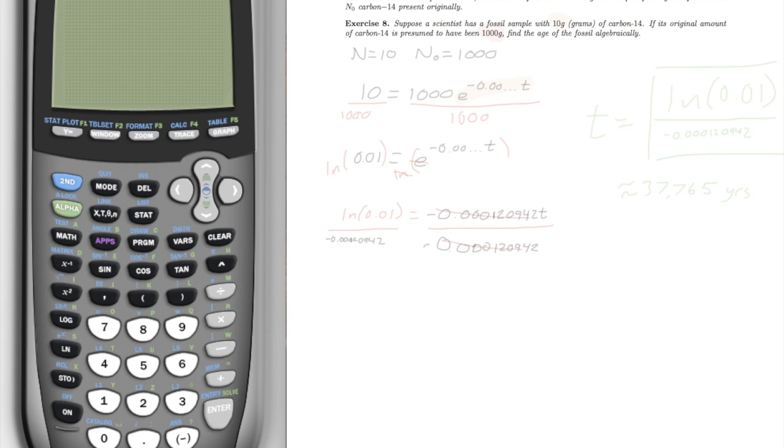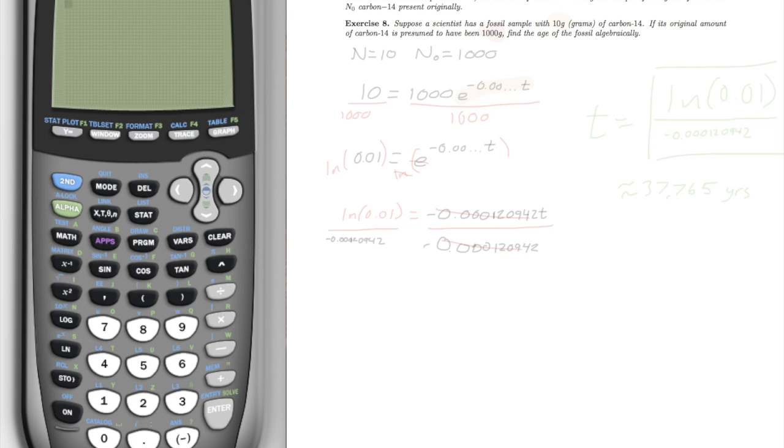I want to look at one final type of exercise, and that is involving carbon dating. So I'm sure you've heard of carbon-14 dating, or carbon dating, as a tool to age fossils. The way that we can do that is using this formula, N equals N naught times e to the 0.00... blah blah blah t.